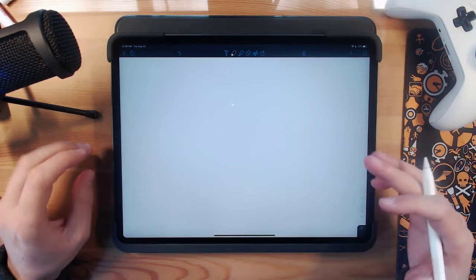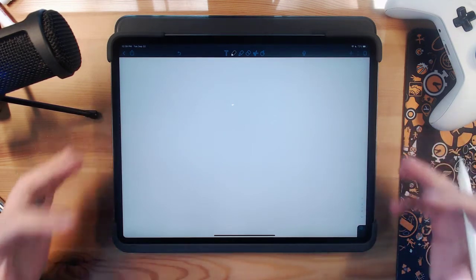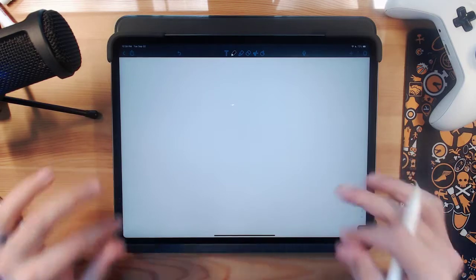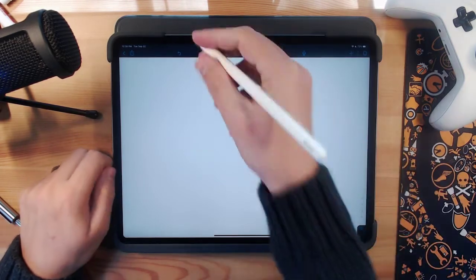Let's talk a little bit about how to create a navigation mesh system or a pathfinding system that uses navigation meshes.